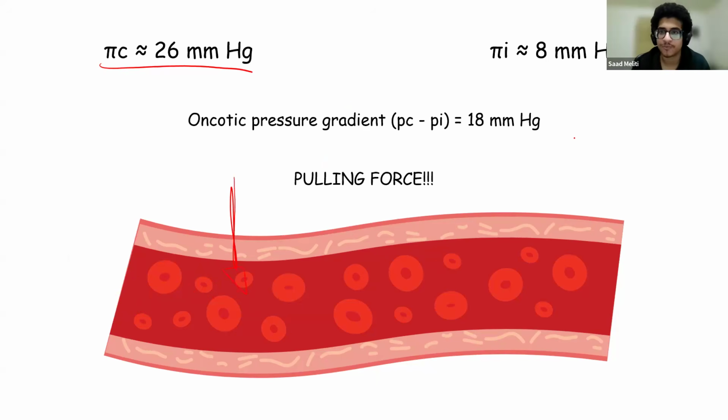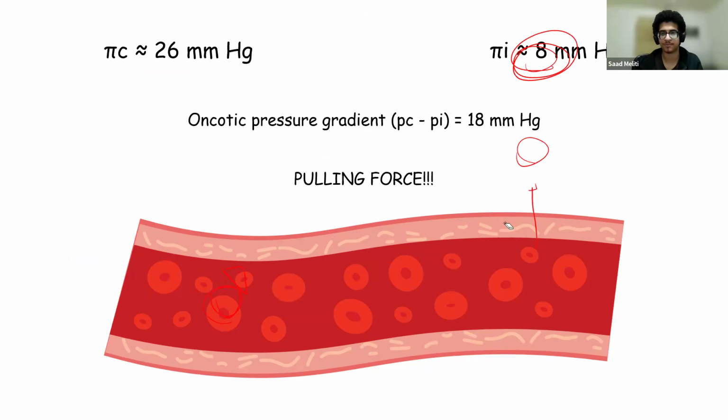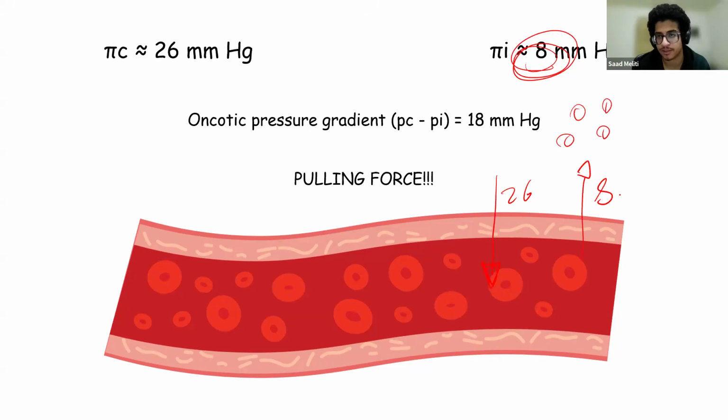How do we know? If this number is positive, because once again, we're subtracting the pressure inside from the pulling force outside. It's better to draw with arrows. So we have this going inside. This is the capillary oncotic pressure, pulling stuff inside with 26. And then we have the interstitial pressure outside, from the proteins outside. They're pulling towards them with a pressure of 8.